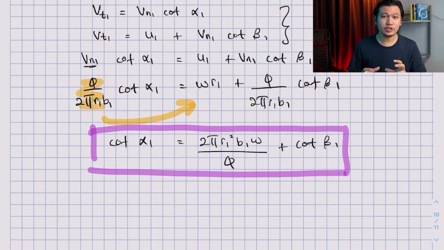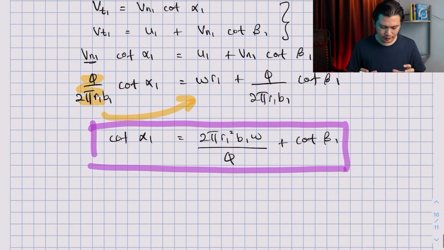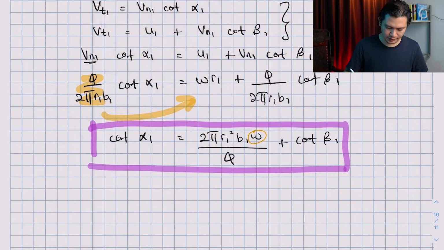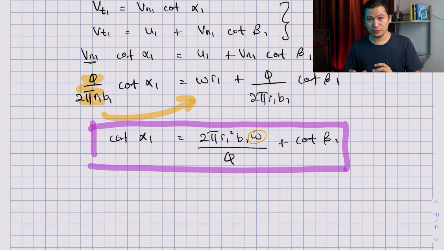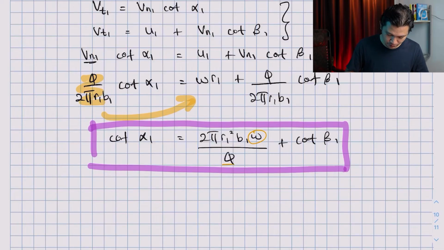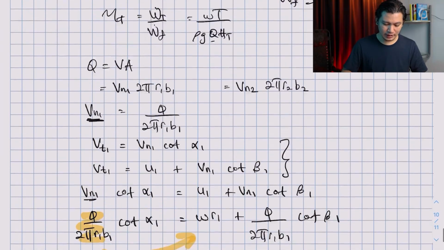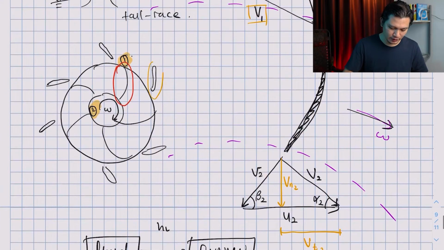So guys, what is the equation telling you? This equation tells you the relationship between alpha, rotational speed, the discharge, and also beta. So let's say we fix the omega. What's left is the relationship between alpha 1 and Q, because beta 1 will follow alpha 1. So whenever you have changes in Q, what you need to do is adjust alpha 1.